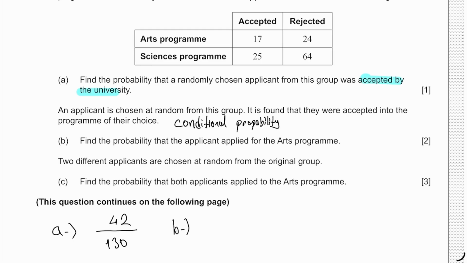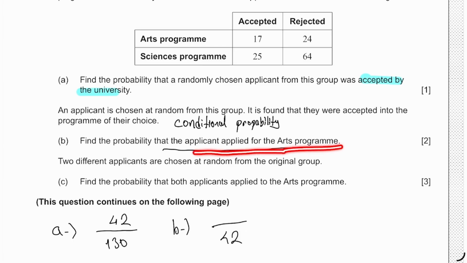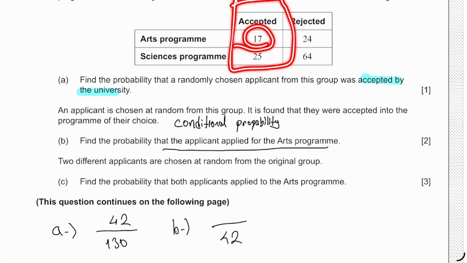So find the probability that an applicant applied for the arts program. Okay, what is our total? How many people are we choosing? We are only looking at this group, right? Because it's given here. So the total is 42. How many people are we looking for? Applied for the arts program, right? So from this group, the arts program is 17.